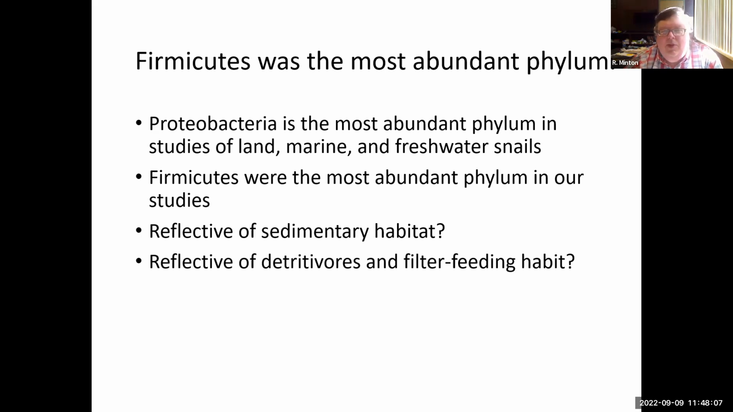What we think is really going on is that as we learn more and more about mollusk gut microbiomes, Firmicutes may actually be the more significant group, or that the proteobacteria numbers and the Firmicutes numbers can vary seasonally, in a dietary fashion, and that really the data in the literature is just undersampled. So, but that was interesting.